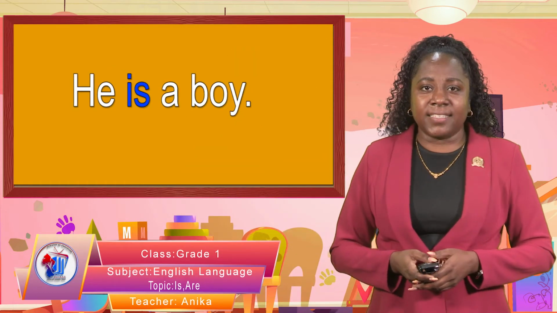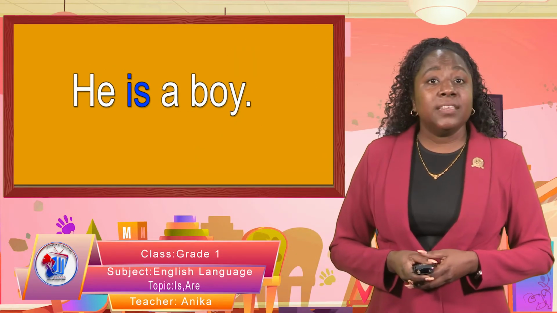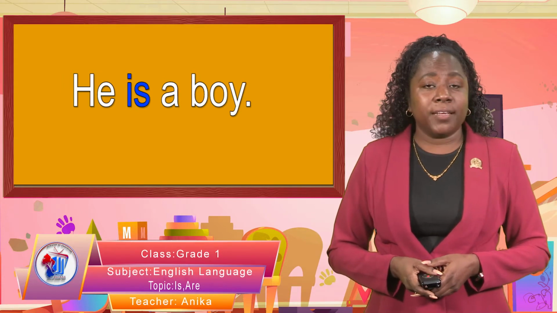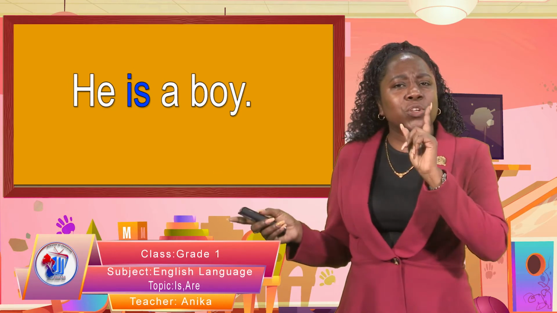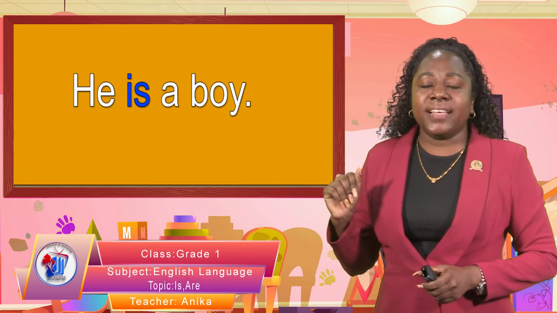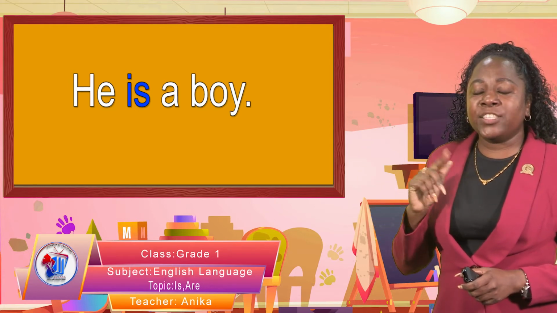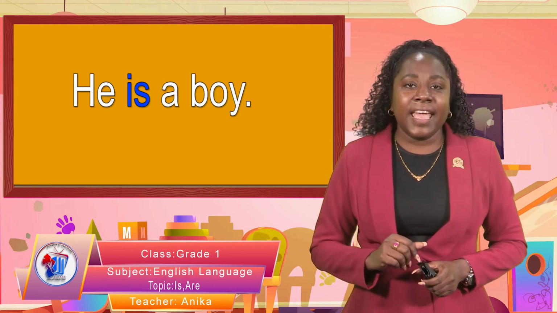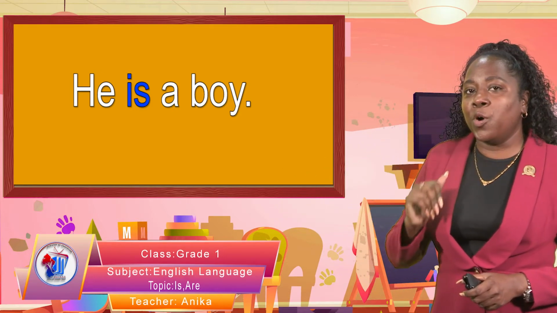Now I have some sentences that we are going to read. I know you are great readers, but just in case you forgot some words or you're not familiar with the word on the screen, you can repeat after me. I will go slowly and you can follow. The first sentence. He is a boy. Can you see the picture of the boy? That's one boy we're talking about. And in the sentence, you'll notice is highlighted in blue. Let's read that sentence again. He is a boy. One boy.